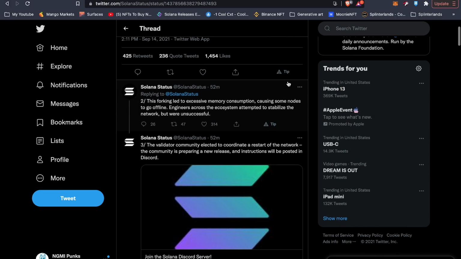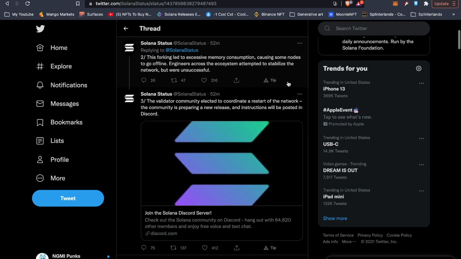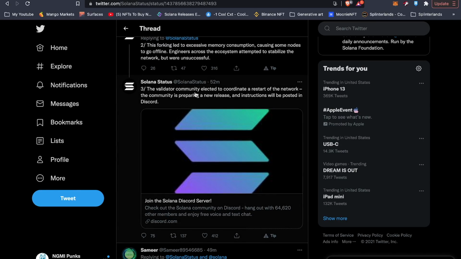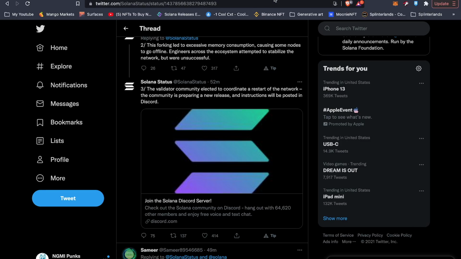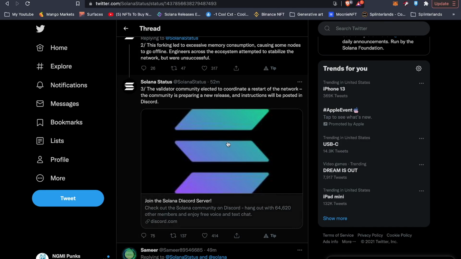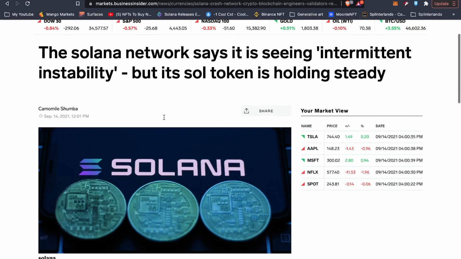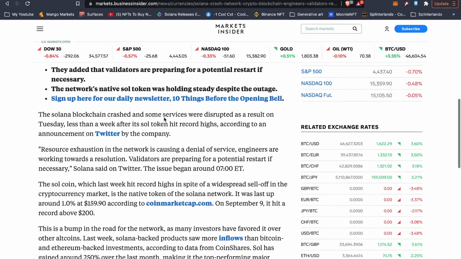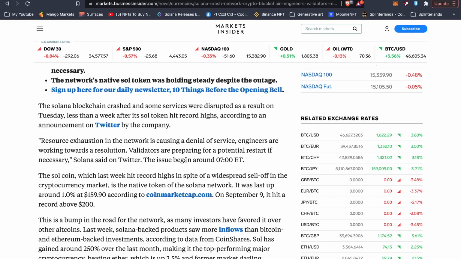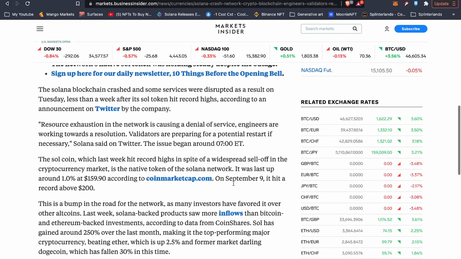Engineers across the ecosystem attempted to stabilize the network, but were unsuccessful. The validator community elected to coordinate a restart of the network. The community is preparing a new release, and instructions will be posted in the Discord. So there's a link to their Discord. You can see listed here in Business Insider that the token price is holding steady, and they're basically just quoting the tweets here.